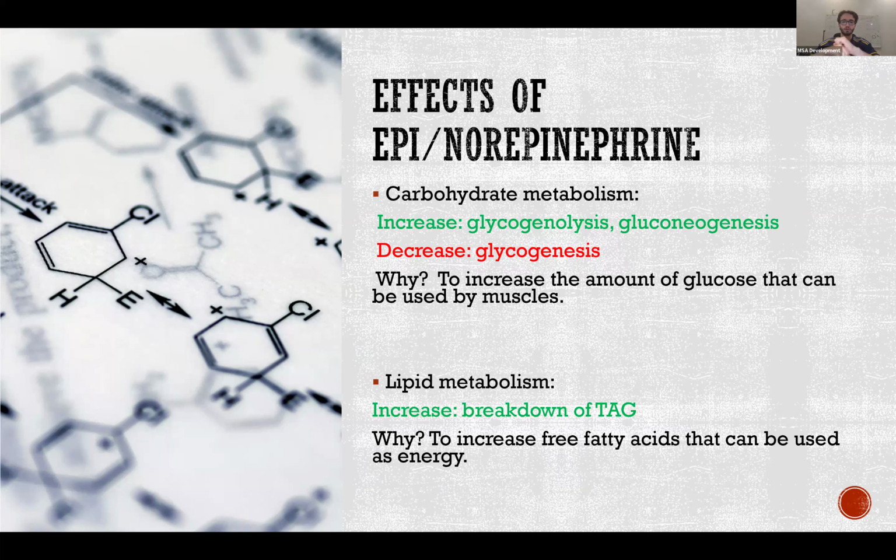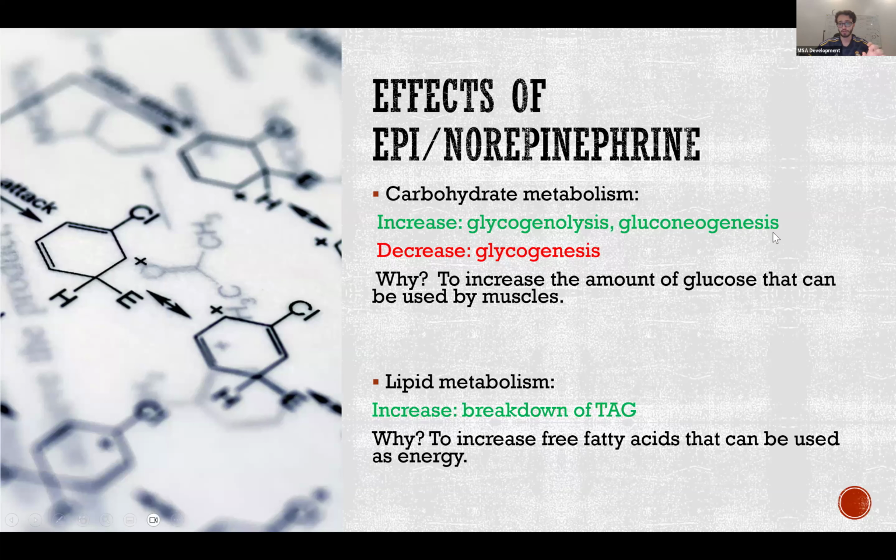So let's start with carbohydrate metabolism. We're going to have an increase in glycogenolysis and gluconeogenesis. Let's break this down. Glycogenolysis. Glycogen, what is glycogen? It is the storage form of glucose. And lysis means breakdown. So we are breaking down glycogen, the storage form of glucose. But why are we doing that? In all simplicity, because we want this glucose. We do not want to keep it stored. We want to use it as an energy fuel for the body. Okay?